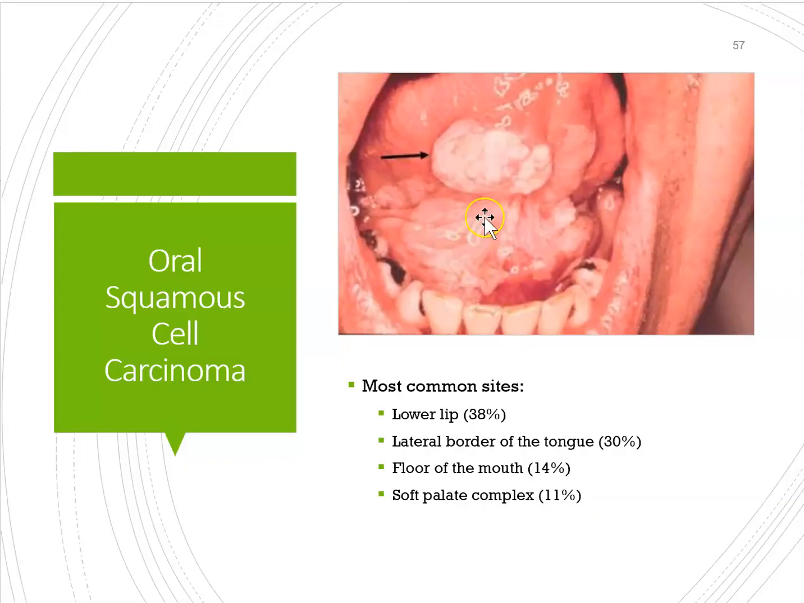So here's an example of an oral squamous cell carcinoma. Notice it's at the bottom, the ventral surface of the tongue. And these are the most common sites of cancer. You could see them in the lower lip, so really look at the lower lip. Look at the lateral border of the tongue, so really look on the side. Look at the floor of the mouth.